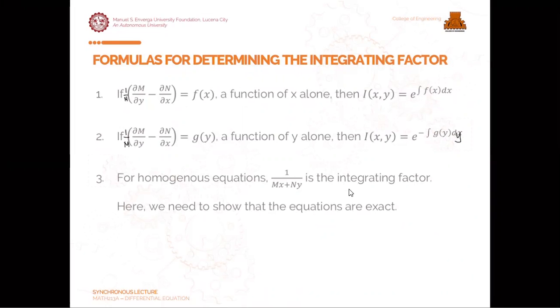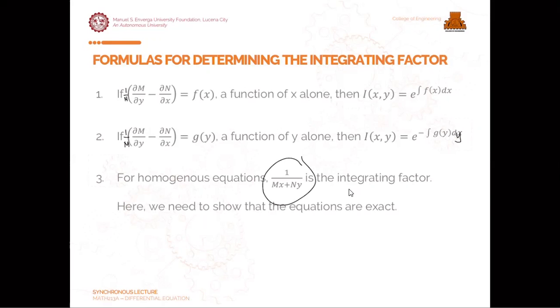If hindi nag-work out yung first two equations, meaning na-perform nyo na yung dalawa, tapos yung final equation mo does not involve a function of x or y alone, therefore, your given differential equation is or maybe a homogeneous equation. Okay? So, i-check nyo kung homogeneous siya. So, yung process sa pag-check ng homogeneity niya, we have already discussed that. So, pag na-clarify nyo na homogeneous equation siya, multiply na daw natin siya ng integrating factor niya, which is 1 over Mx plus Ny. Okay?